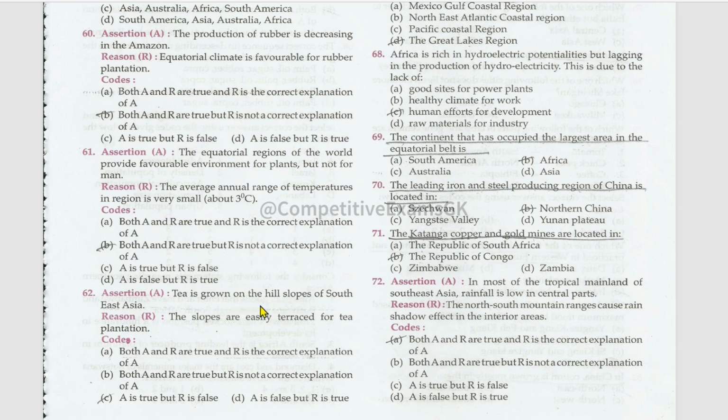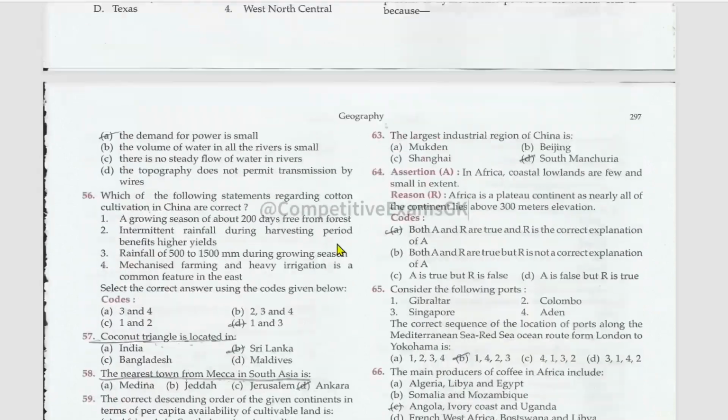Tea is grown on the hill slopes of Southeast Asia, right? The slopes are easily terraced for tea plantation, false. The assertion is right, but reason is false.